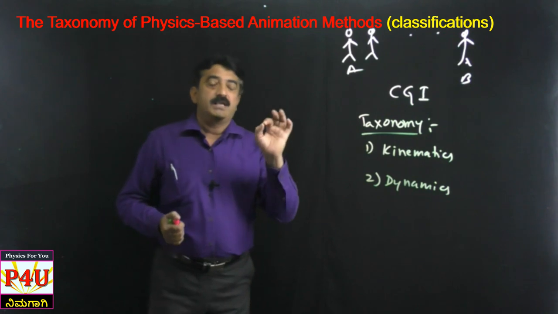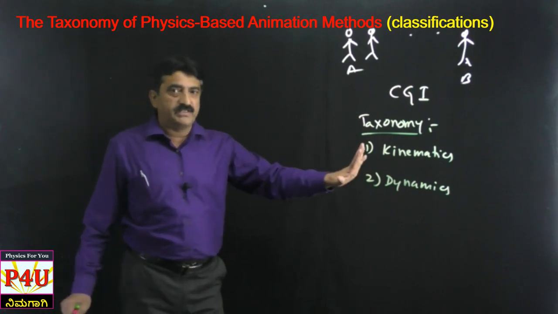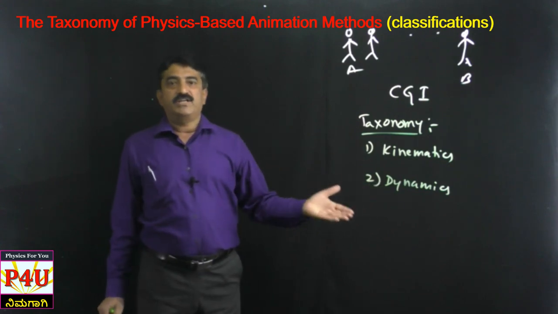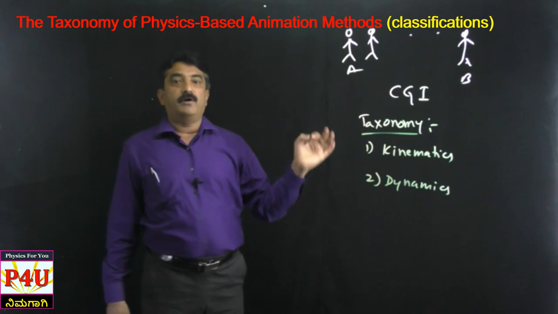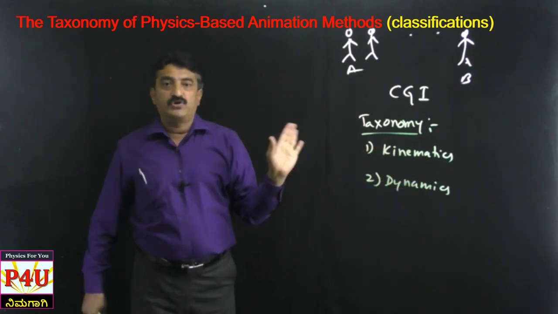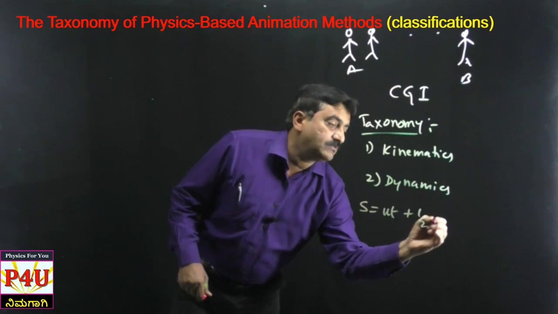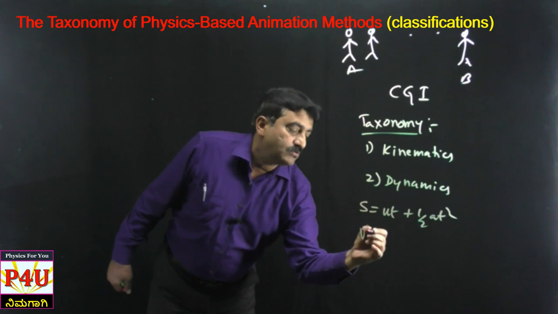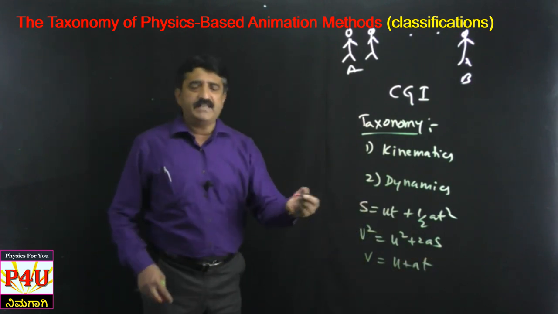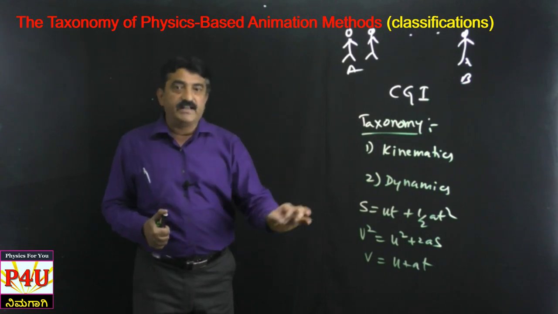I tell you, kinematics is the study of motion without touching the cause for the motion. What actually causes the motion we won't consider. We consider only distance traveled, initial velocity, final velocity, acceleration, retardation, time taken, etc. We consider only the motion and trajectory of the body, not the cause of the motion. In kinematics, we have those famous equations like s = ut + (1/2)at^2, which are the equations of motion, or v^2 = u^2 + 2as, or v = u + at. All these equations come in kinematics. So kinematics is the study of motion without considering the cause for the motion.